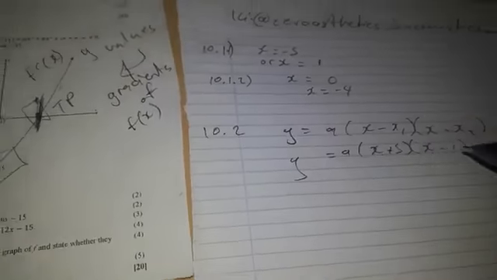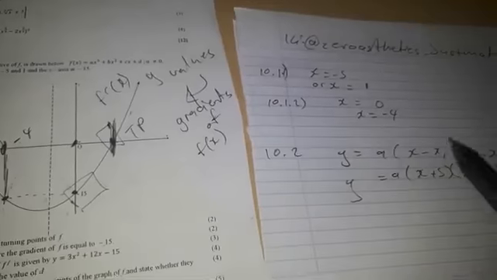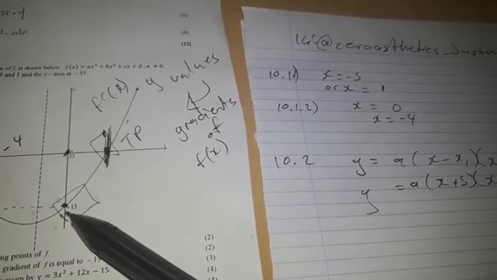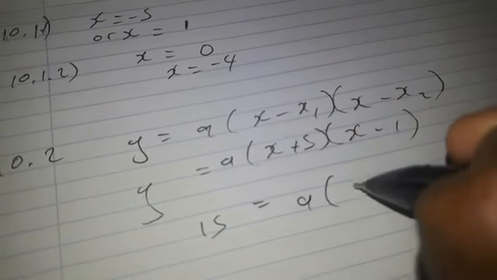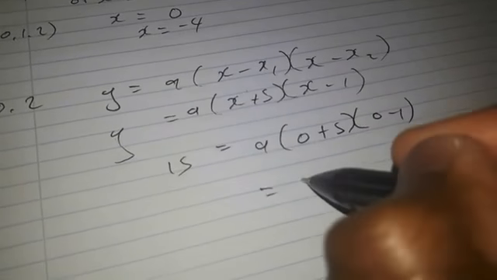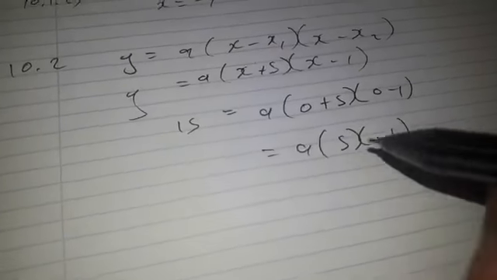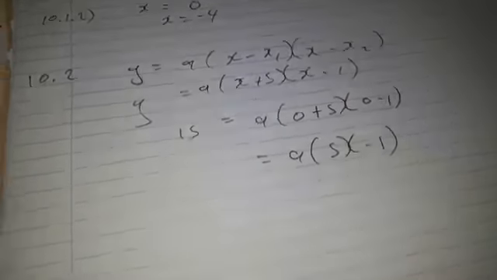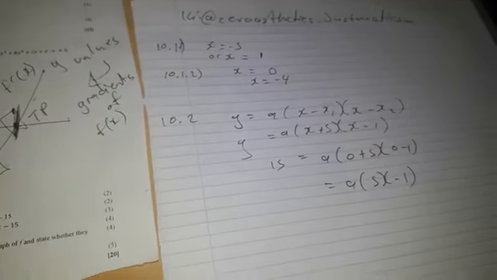And then here, to get your value for a, you can just throw in a coordinate that the graph passes through. Now the good news is, we have a coordinate that the graph passes through. This here is (0, 15). So the y value is 15, the x value is 0, and then here you have a, and then 5 times -1. The only issue is you're going to get a negative a value, which is not what we want. So we have to pause and investigate.